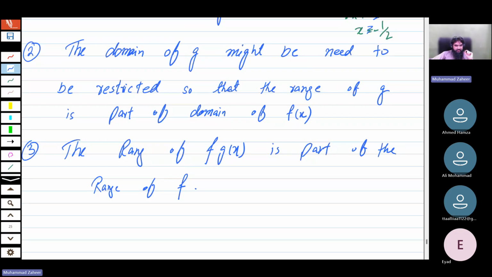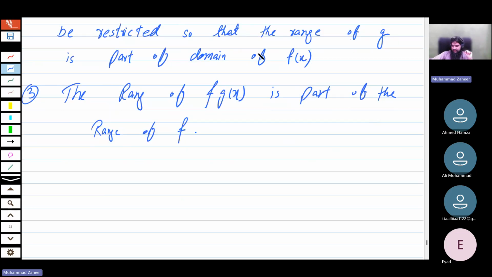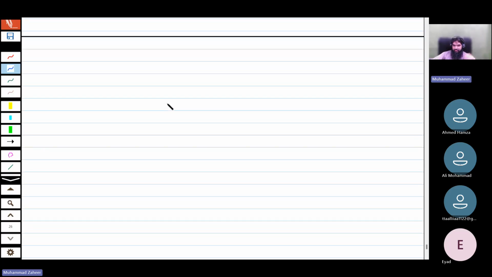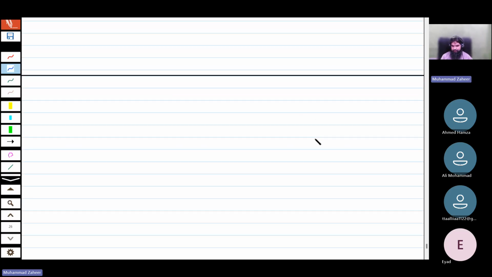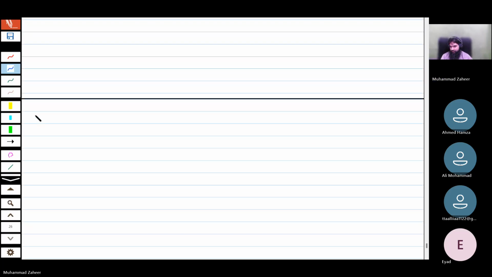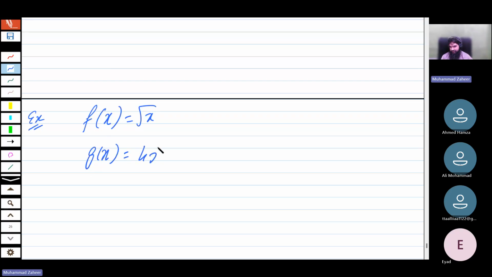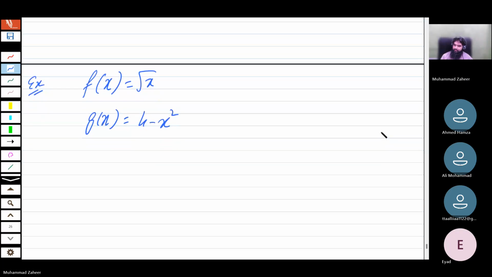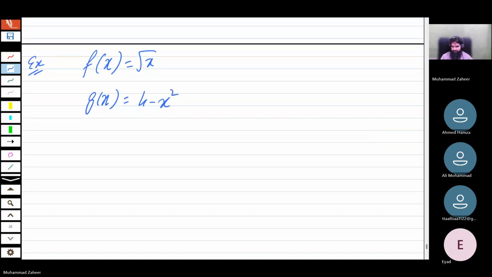Yes, any question till here? No. Let's see how to do our question, so it is going to be more clear. Let's suppose you have a function f of x is equal to the square root of x, and you have g of x is equal to 4 minus x squared.